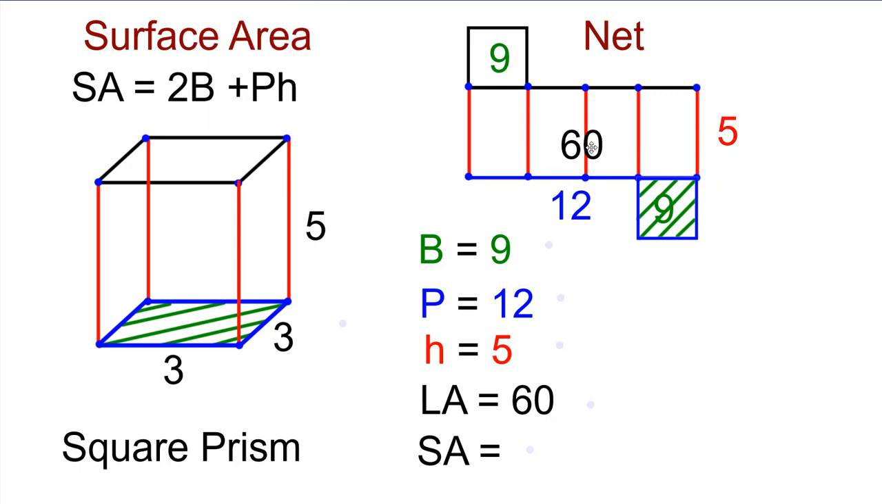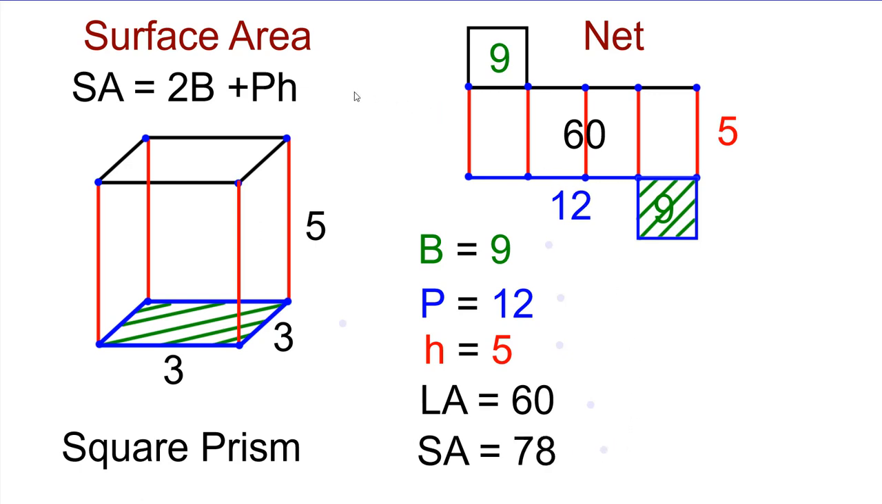All right, so how would I find the total surface area of the square prism? So I've got my lateral area, which is 60, right? Those are my 4 rectangles. I've got this base on the bottom, which is 9, and this base on the top, which is also 9. So we just add all 3 of them together, right? 60 plus 9 is 69, plus another 9 would be 78. So the total surface area is 78.